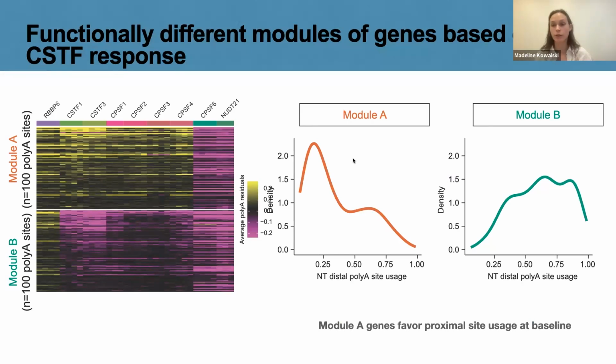To understand how these genes behave in a little bit more detail, we also looked at the baseline usage of proximal versus distal sites in these genes, and we found that module A heavily favored proximal site usage, whereas module B more favored distal site usage. And this is without any perturbation. So, the fact that they differed in their polyadenylation site usage at baseline and in their response to different perturbations suggested to us that there must be something different about these two sets of genes, and we hypothesized that this difference was local sequence content.